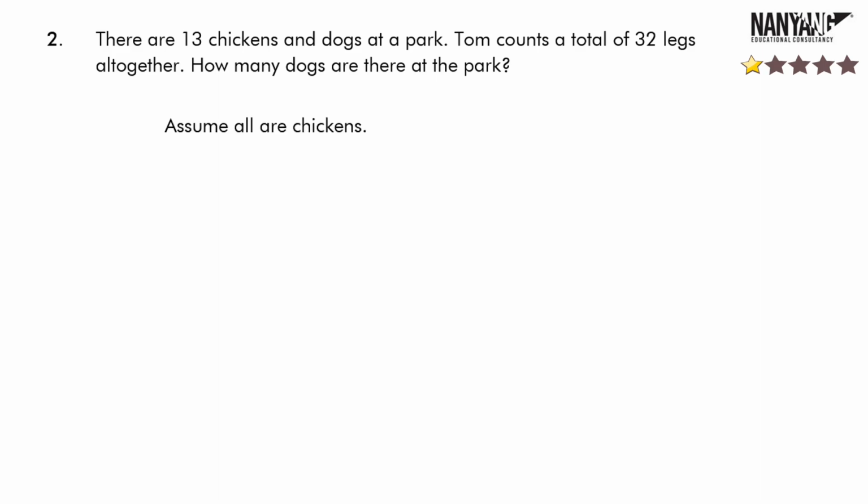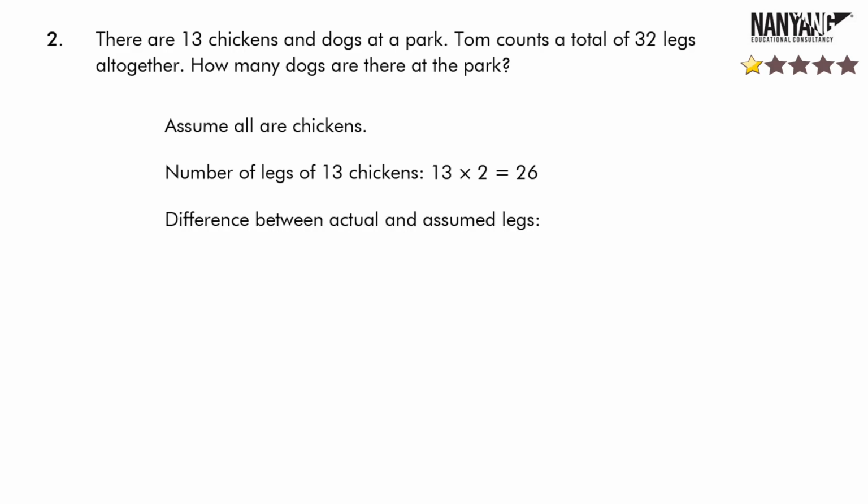Alright, so our first step would be to assume that all of them are chickens. So we get number of legs 13 chickens have would be 13 times 2 equals 26. Because as we know, chickens all have 2 legs. So now let's see the difference between actual and assumed legs. We would have 32 legs, as the question tells us, minus 26, as we have assumed. That will give us 6 legs.